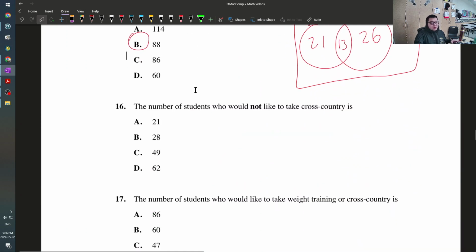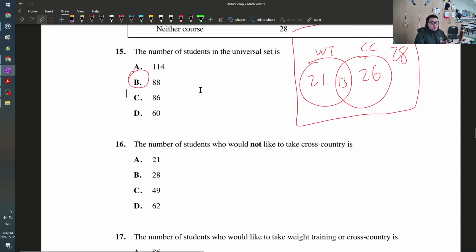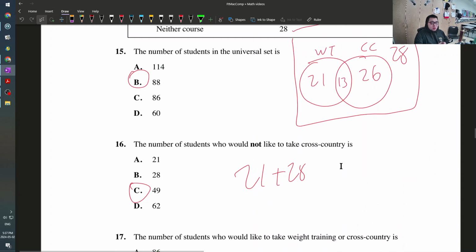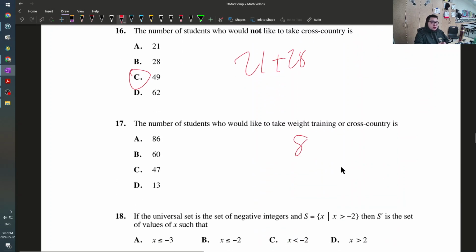16, the number of students who did not like to take cross country. So that means things not in cross-country. So 21 plus 28 is 49. 16 is C. The number of students who would like to take weight training or cross-country. So either add these three up or do the universal set minus 28. So 88 minus 28 is equal to 60.